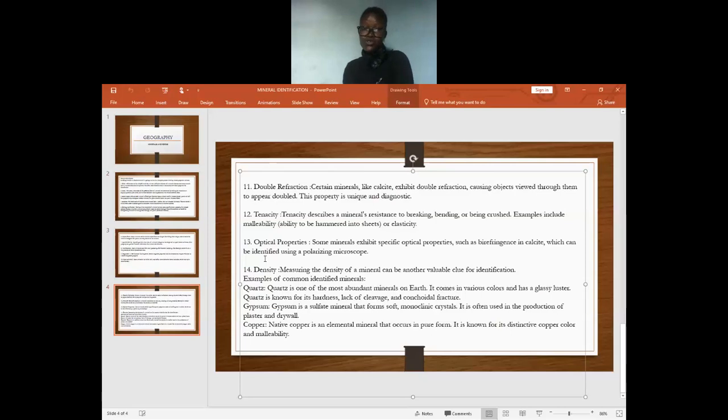And that marks the end of our lesson today. We have learned about different ways in which one can identify minerals. You can use color, tenacity, density, double refraction, and others.